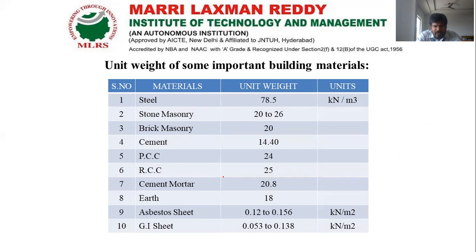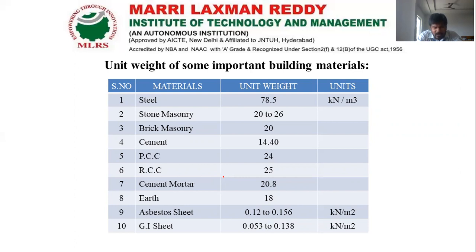Steel means 7850 kg per meter cube, so this is 78.5 kilonewton per meter cube. Stone masonry 20 to 26 kilonewton per meter cube. Brick masonry 20 kilonewton per meter cube. Cement 14.40 kilonewton per meter cube. PCC 24 kilonewton per meter cube. RCC 25. Cement mortar 20.8. Earth 18 kilonewton per meter cube.